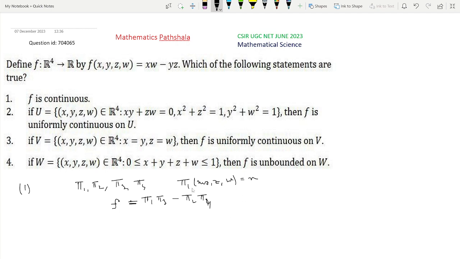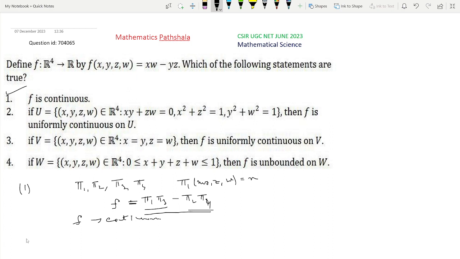So now we know that these projection maps pi 1, pi 2, pi 3, pi 4 are continuous. Also, if two functions are continuous, then their product is continuous, and their sum and subtraction are all continuous. So pi 1 pi 3 is continuous, pi 2 pi 4 is continuous, and their subtraction pi 1 pi 3 minus pi 2 pi 4 is continuous. So f is continuous on R^4. So option 1 is the correct option.